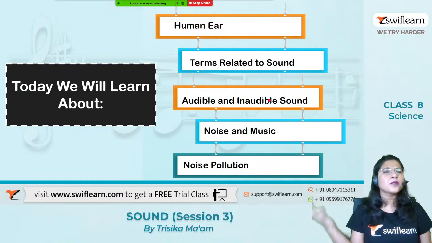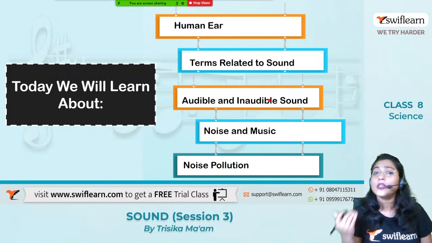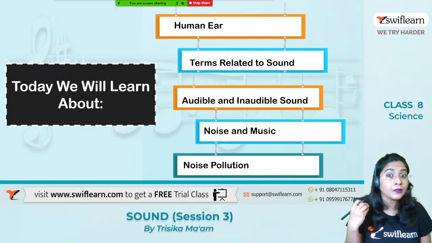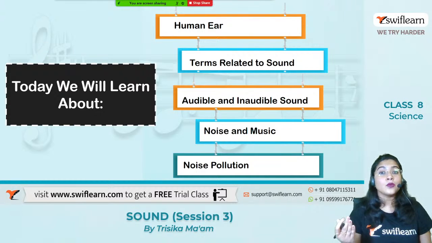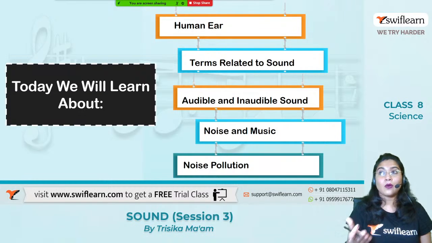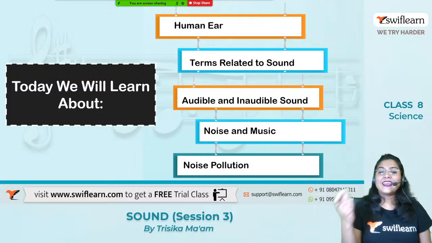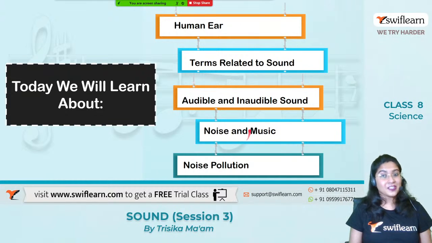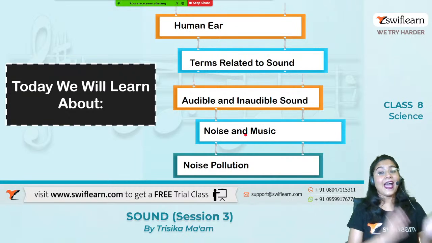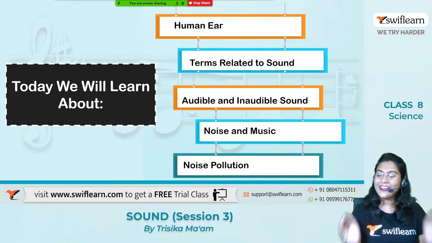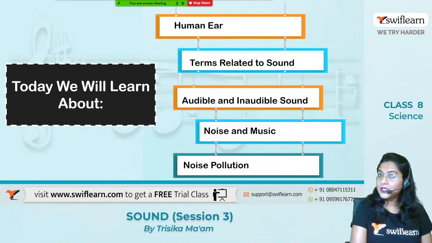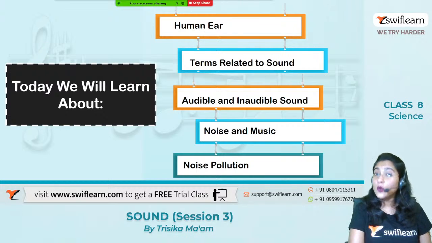Whatever sounds are produced around us, all of them we cannot hear, right? There are certain sounds which are audible, which we can hear, and there are certain sounds which we cannot hear, but those are also sounds. We will see the differences between them. Then we will go on to the different types of sounds, sometimes called noise, which we do not like, and some of them are musical sound, which are very pleasant. We will go into detail about noise and musical sound, and finally we will study noise pollution.